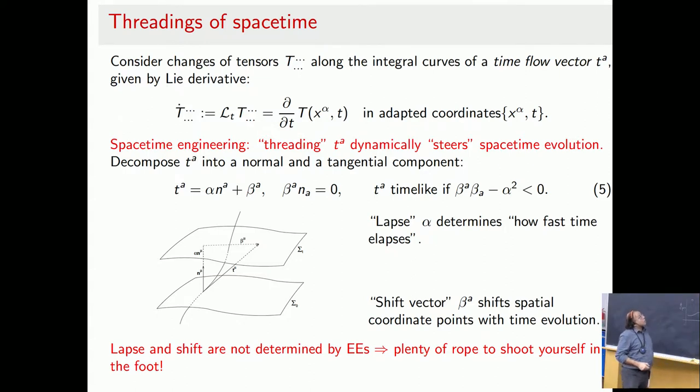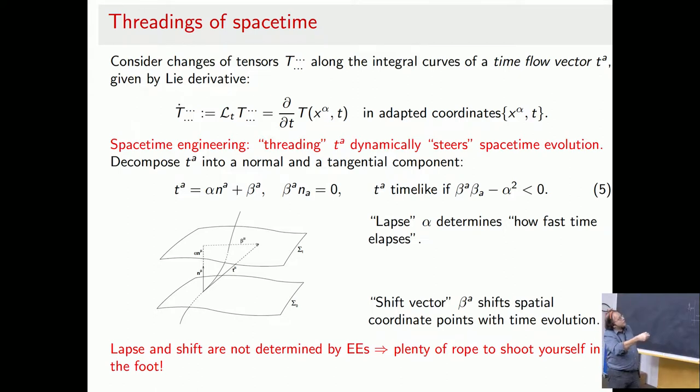And now we want to write the time derivative of any tensor in this setup. If you choose these coordinates, which are adapted to our time coordinate, then for any tensor T, the time derivative, T dot, is just the Lie derivative in the direction of the vector field that is tangent to our observers. So this is just the partial derivative, this is how we get time derivatives. And then again, we can do our space-time engineering, where we just dynamically steer this vector t through the evolution of the space-time.